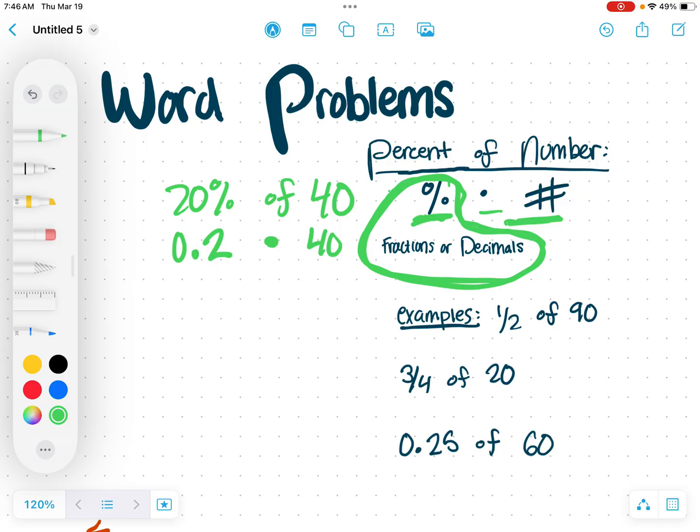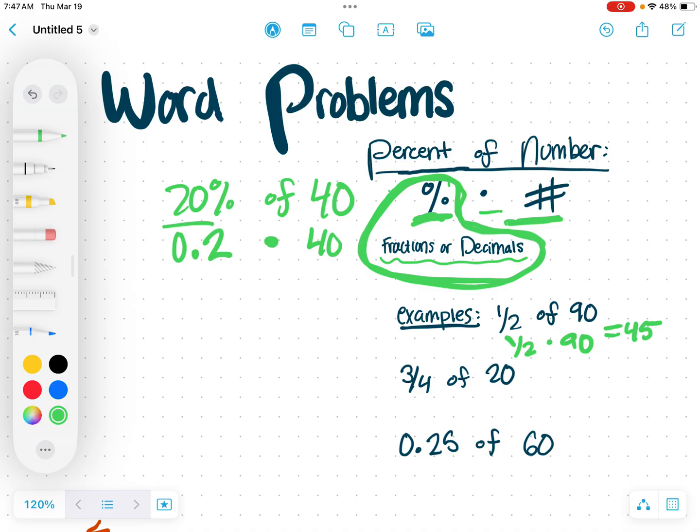So if a word problem just gives you a fraction or a decimal instead of a percent, you solve it the exact same way. So for example, if it said half of 90, that would be the same thing as saying 50% of 90. How you're going to solve it is if it's already a fraction, you can just use the fraction. You would just do 1/2, or you can change it to a decimal and multiply it by 90, which gives you 45. You solve it the exact same way because percents are fractions and decimals. So if it gives you a fraction and a decimal, you just multiply it.